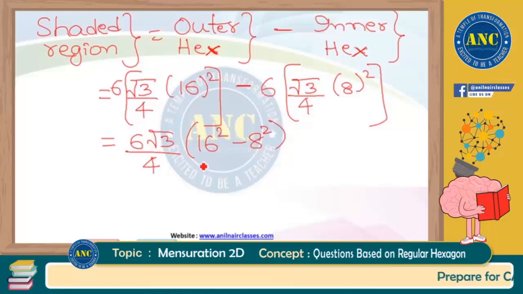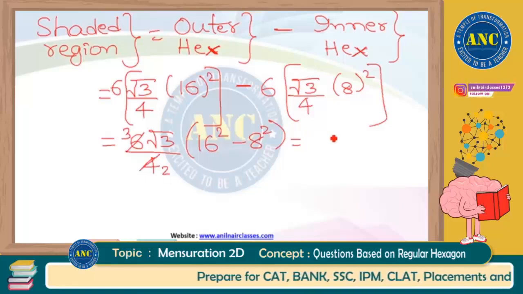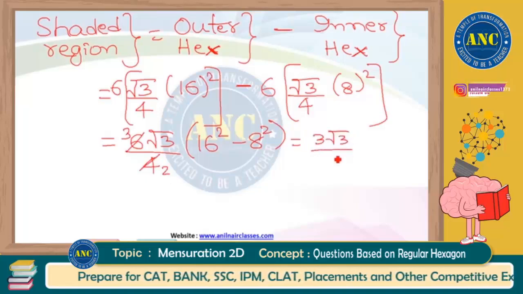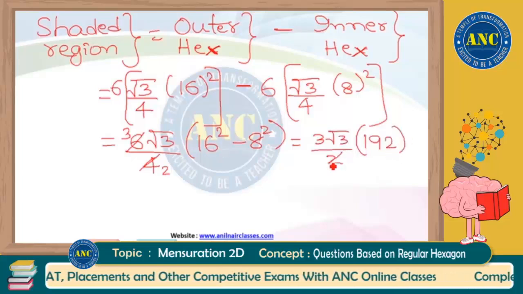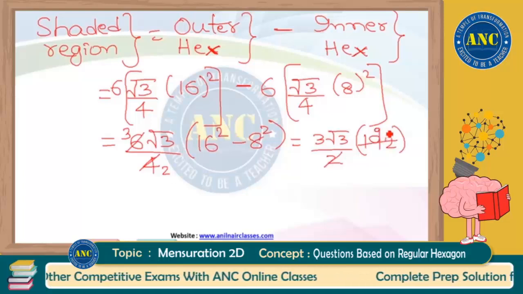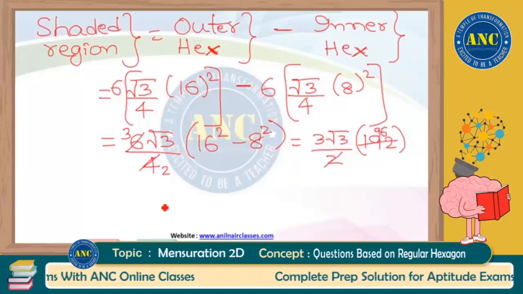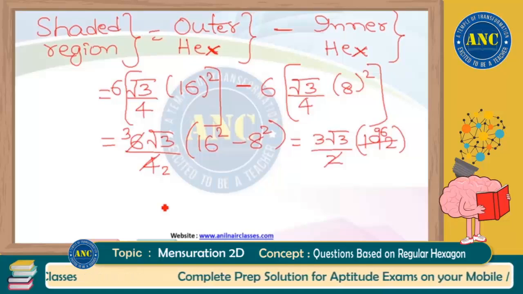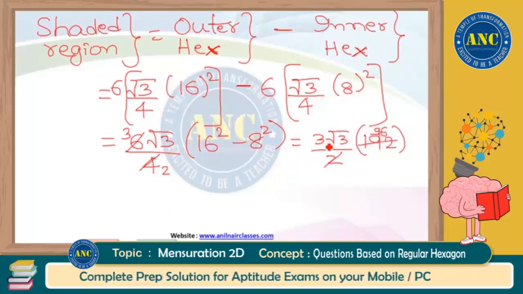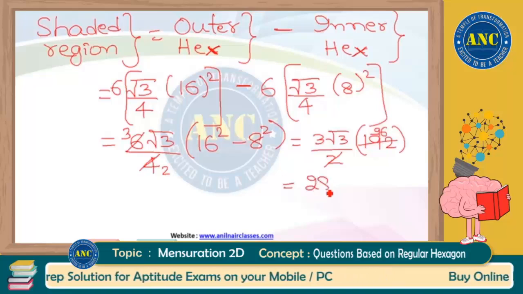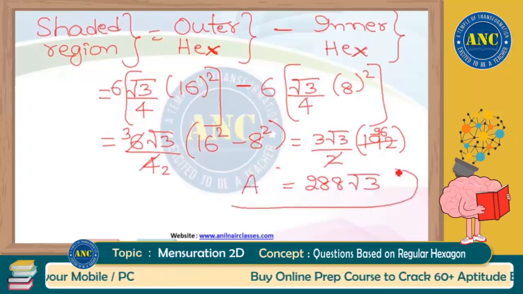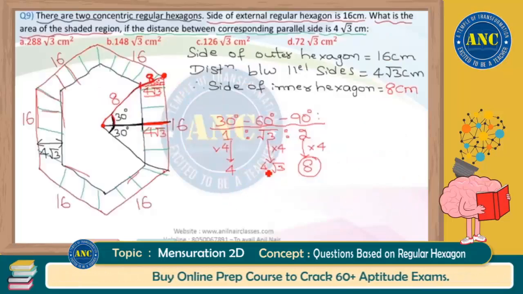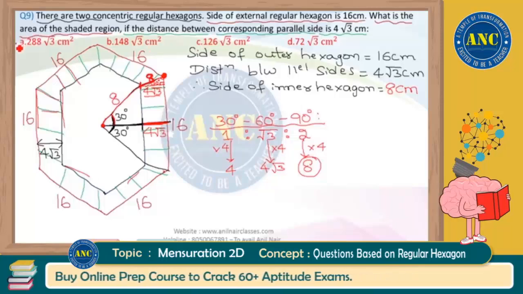256 minus 64. So further simplifying, this is 2 into 3, this is 2 into 2. So this is nothing but 3 root 3 by 2 into 256 minus 64, which is 192. So 2 into 96 is 192. Correct only, right sir? 96 into 2 is 192. Correct. 96 into 3 is nothing but 288 into root 3. So the final area of the shaded region is 288 root 3 square centimeter, which is nothing but my option A.